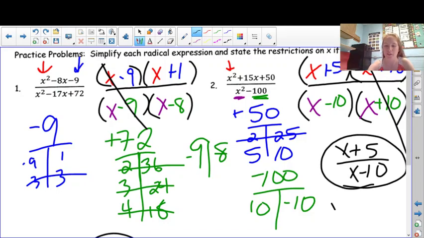What would be my restrictions? Well, what would make this guy negative? Or I'm sorry, not negative, I apologize. What would make that guy 0? Well, 10 minus 10 would be 0, so one of my answers is 10. What would make this guy 0? Well, negative 10. So in this case, my restrictions are plus or minus 10.